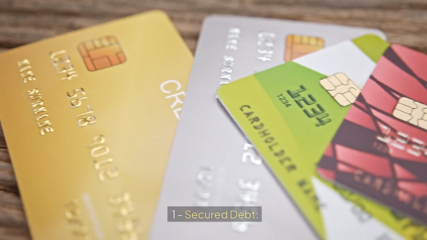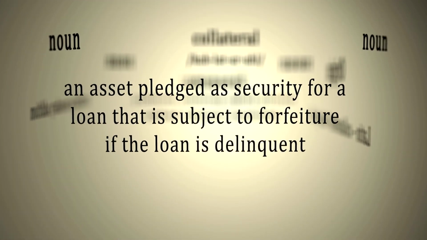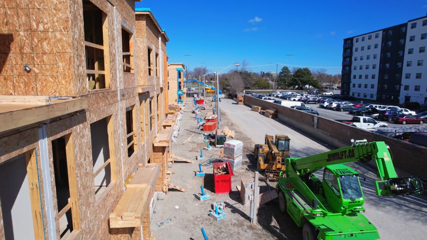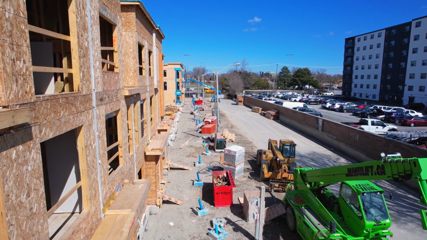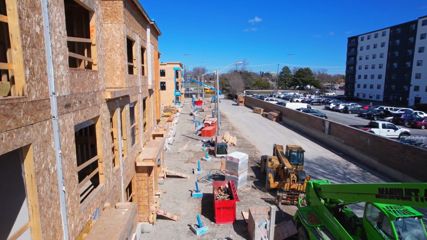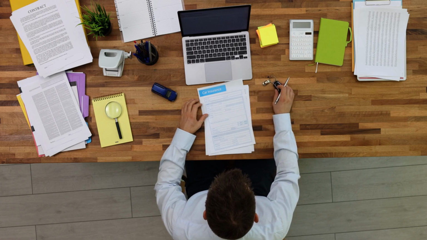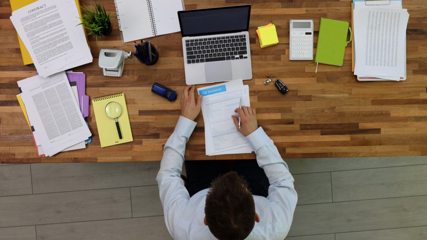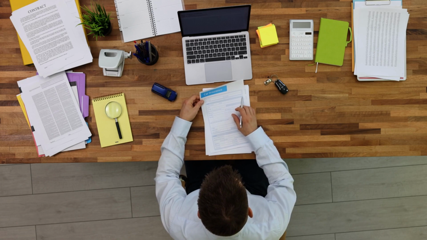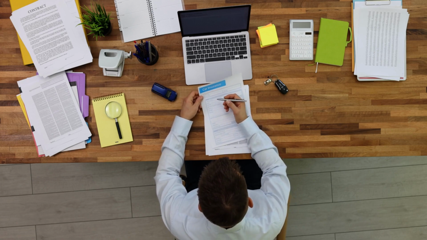1. Secured debt. Secured debt is backed by collateral such as a house or a car. In the event of the borrower's death, the creditor may have the right to repossess the collateral to satisfy the debt. If the estate lacks sufficient assets to cover the secured debt, the creditor may have the right to claim the collateral, leaving fewer assets for distribution to beneficiaries.